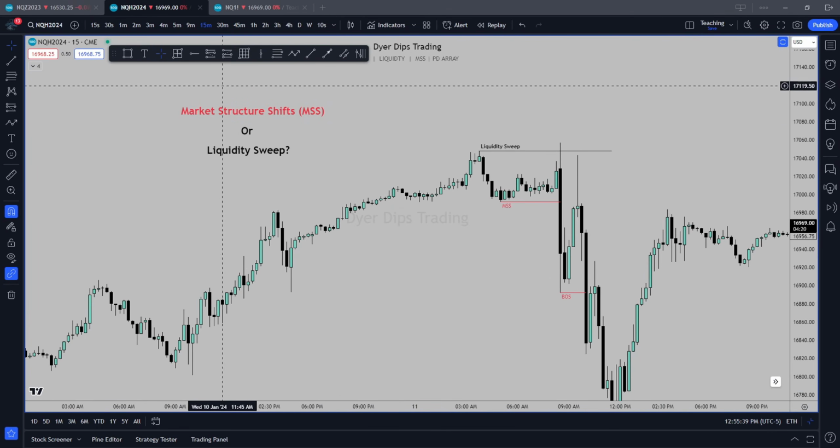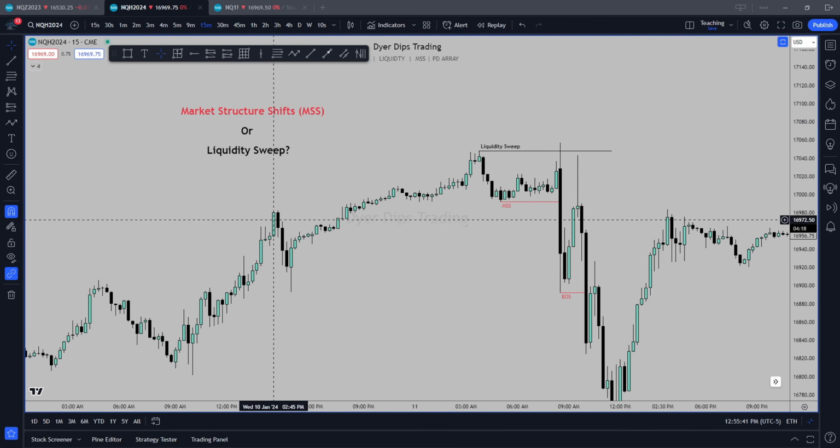Today we are covering market structure shifts versus liquidity sweeps. Now, this is probably one of the most overlooked and misunderstood concepts to date that I see. So if you are having trouble building daily bias or really getting on the right side of order flow, this video is absolutely going to help you catch those bigger risk to reward trades and ultimately get on the right side of order flow in the earliest possible scenario. So without further ado, let's get right into it.